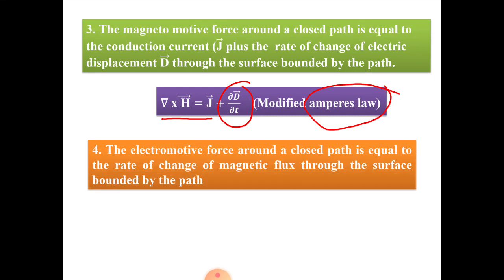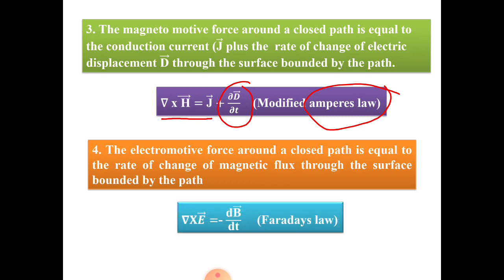Next, the electromotive force around a closed path is equal to the rate of change of magnetic flux through the surface bounded by the path. So it is given by del cross E equals minus dou B by dou t. This is actually called Faraday's law, which we have seen.